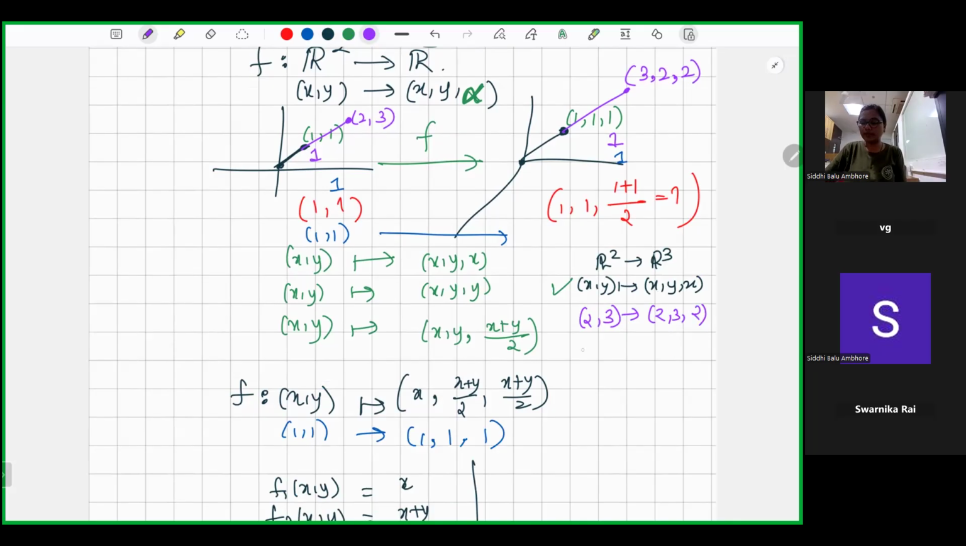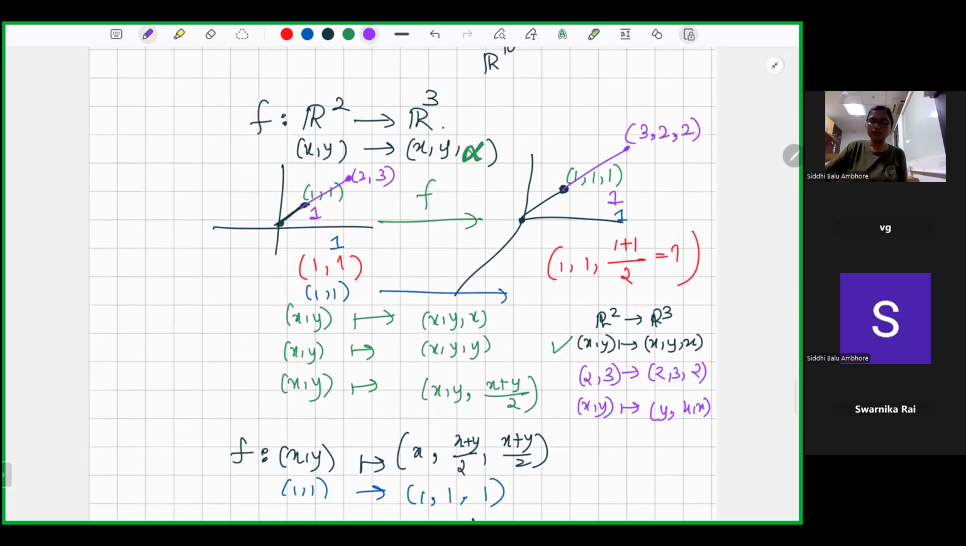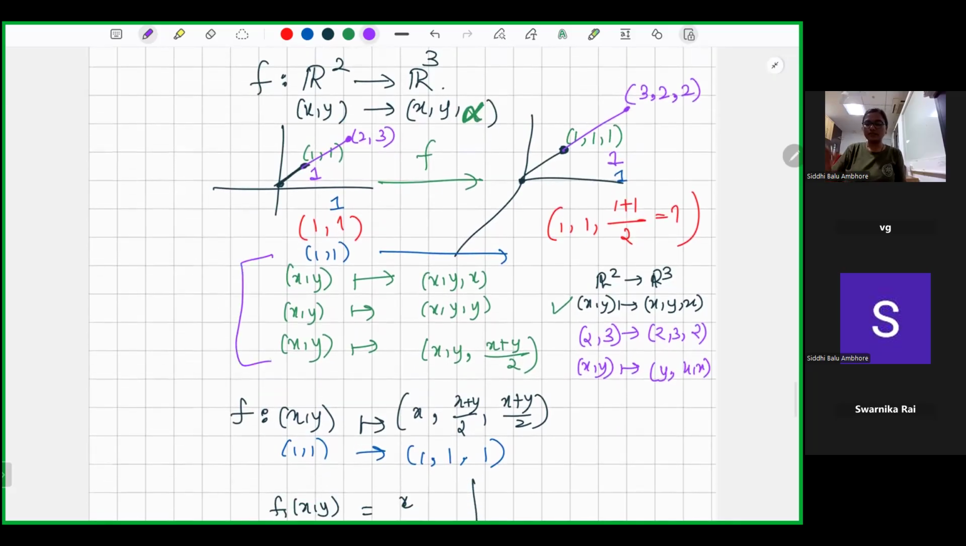So how will I define my function? (x,y) going to, I want 3 in the first, so this is y here. And then 2, 2, I mean then x, x. So the earlier one, when I was dealing with only 1 point, (1,1) going to (1,1,1), all these functions could satisfy this property.